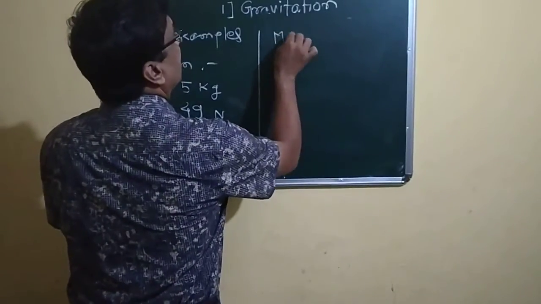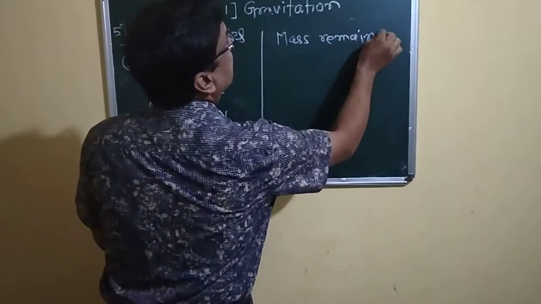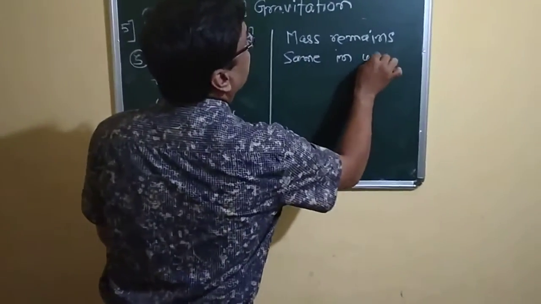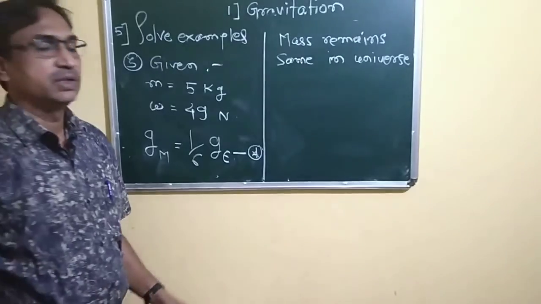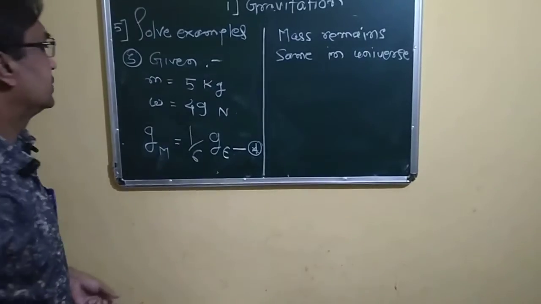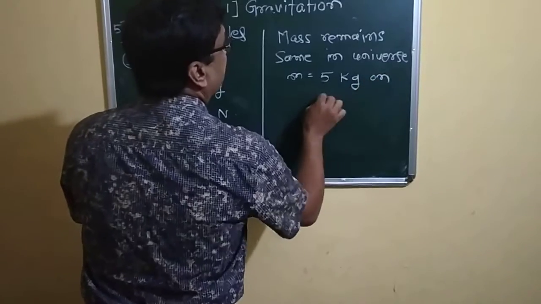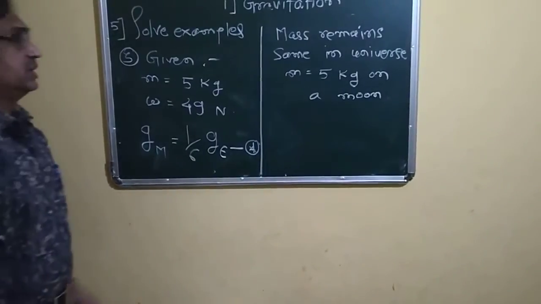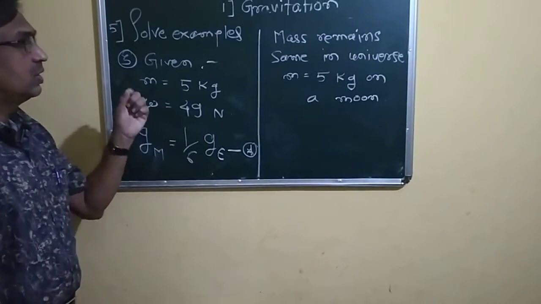So what about mass? Mass remains the same in the universe. There is no change in the mass. Its value remains the same everywhere, on every planet, every satellite, and anywhere in the universe. So mass is equal to 5 kg on the moon. We got the first answer: the mass is 5 kg on the moon for an object which is 5 kg on Earth.